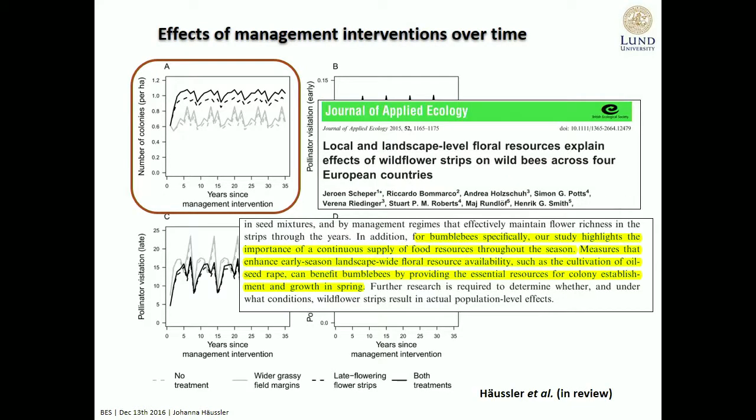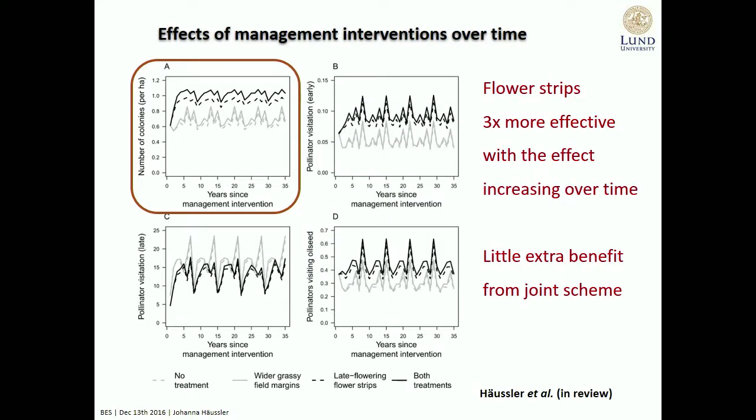We also see, which we've heard before, that actually offering flower resources when they are very limited at the end of the season has a very high impact on bumblebees. Yeah, we've heard this before. Then we also see that we have very little benefit of a joint scheme when we combine these 2 methods.